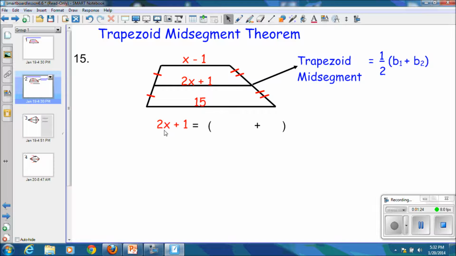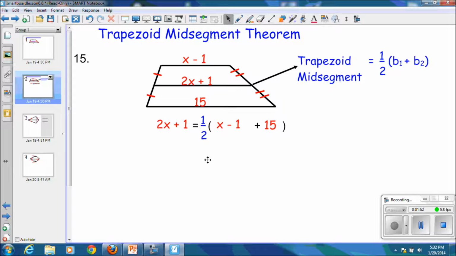And it equals 1/2 base 1 plus base 2. So instead of the b, I'm going to substitute it and put in x minus 1. Instead of the b2 of the formula, I'm going to substitute that and put 15. So I have taken what I've been given here and plugged it into the formula.